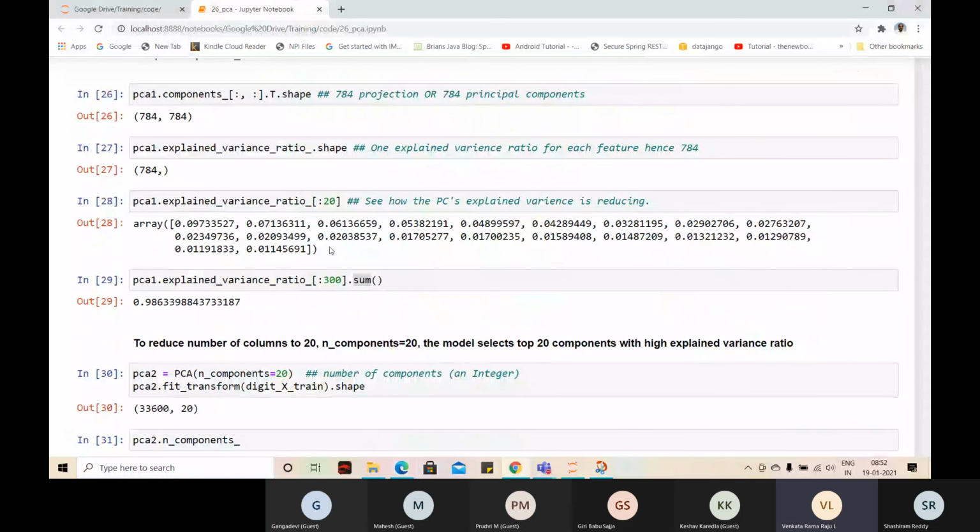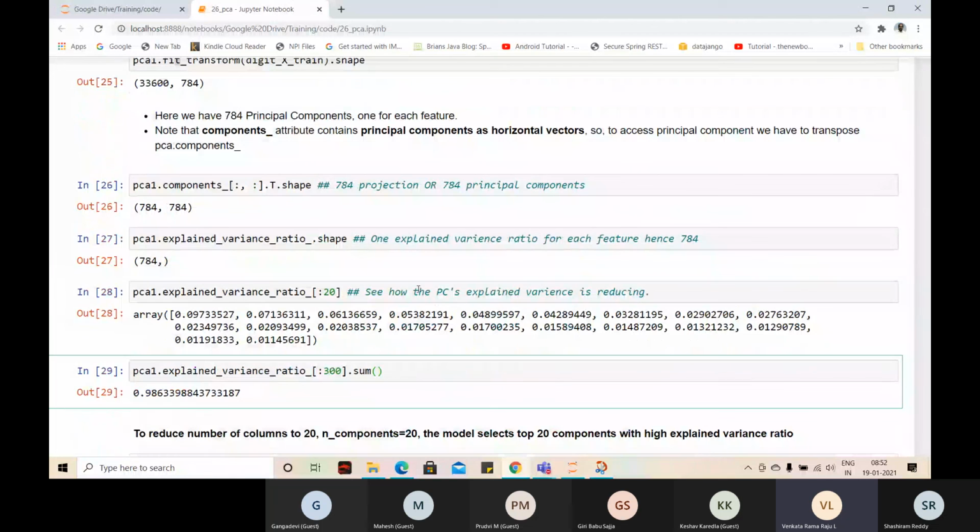Because when you look at PCA, this is the most complex thing to understand in machine learning. But understanding this actually helps you a lot in many other places, like recommender systems and other places.